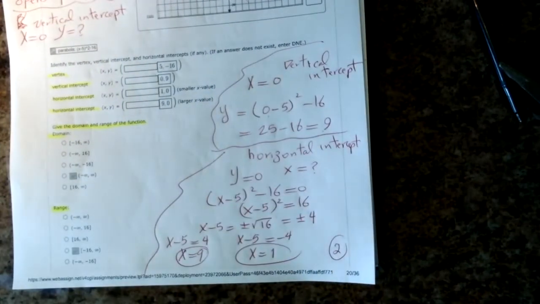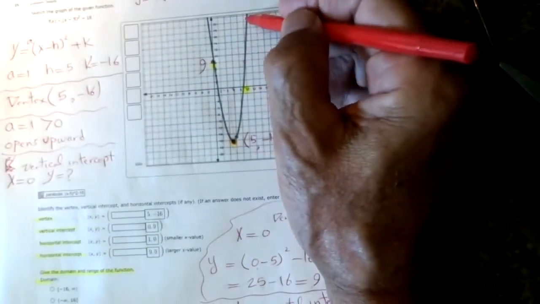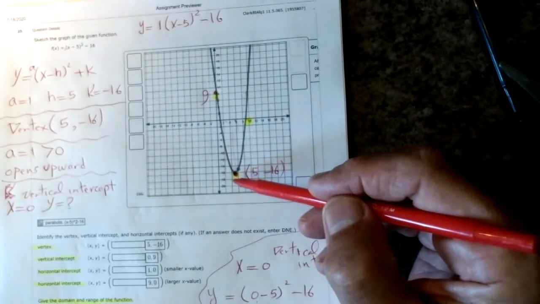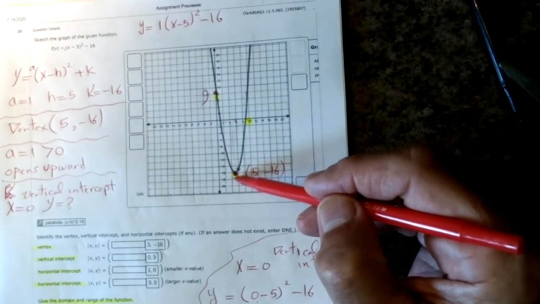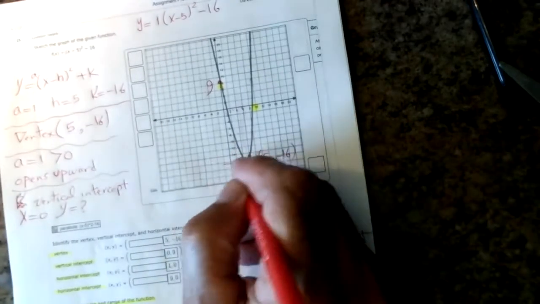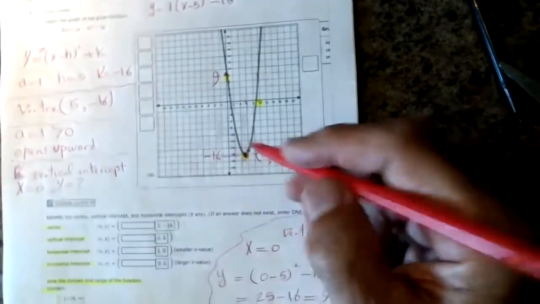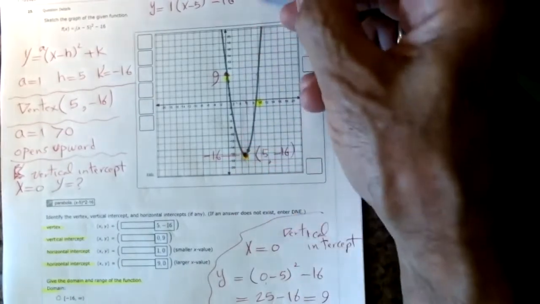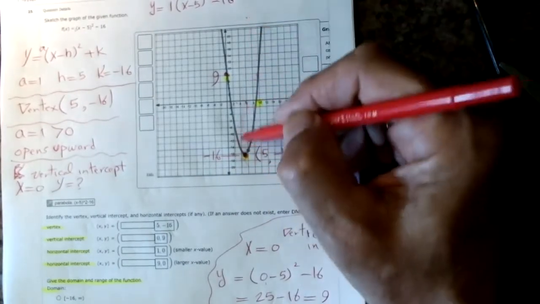They're asking for domain and range. Remember, I said the domain is all the numbers if this goes all the way to -x and +x. But y stops here. Y is from -16 up. The graph doesn't go beyond -16. It doesn't go below -16. So it starts from -16 all the way to infinity. That is your range.